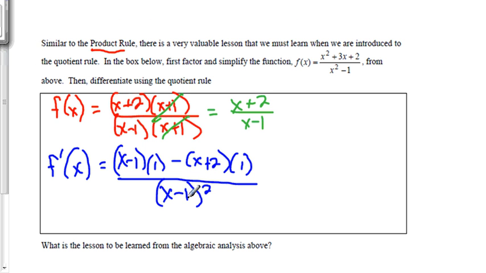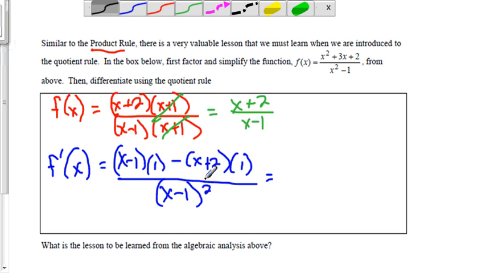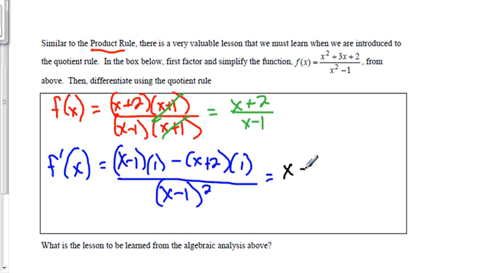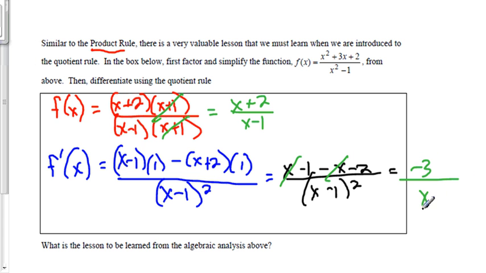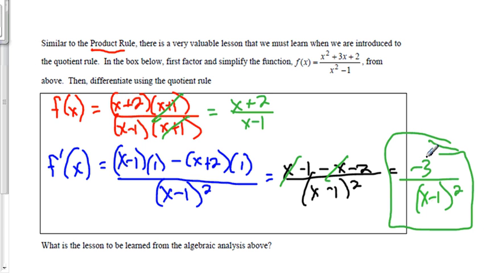So ho d hi minus hi d ho all over ho ho. And now let's simplify the numerator. And I get x minus 1 minus x minus 2 all over x minus 1 all squared. And the x's are going to cancel out. And I get negative 3 all over x minus 1 all squared.